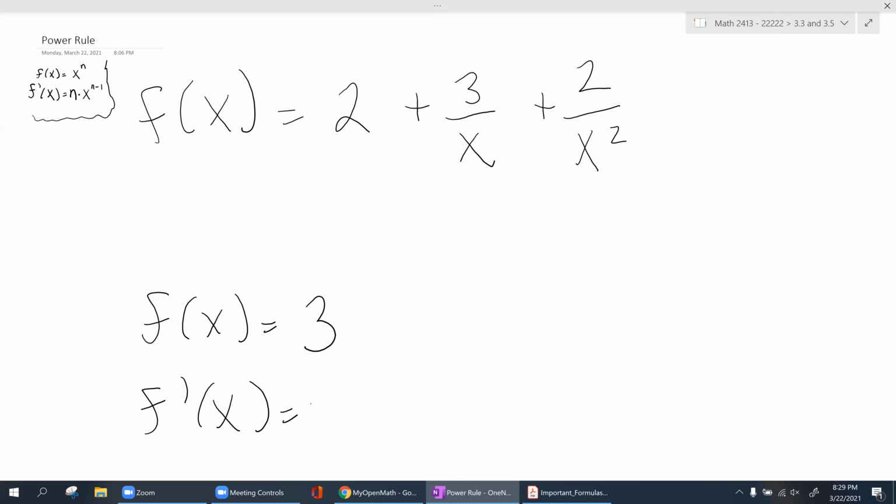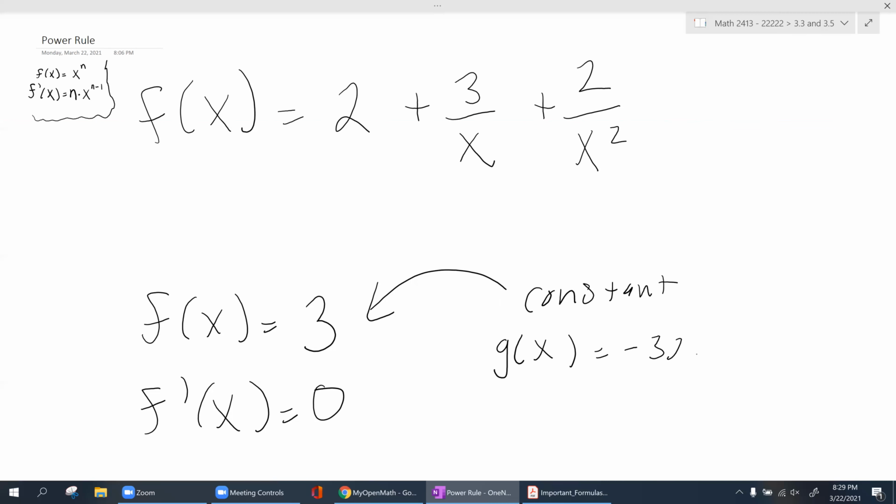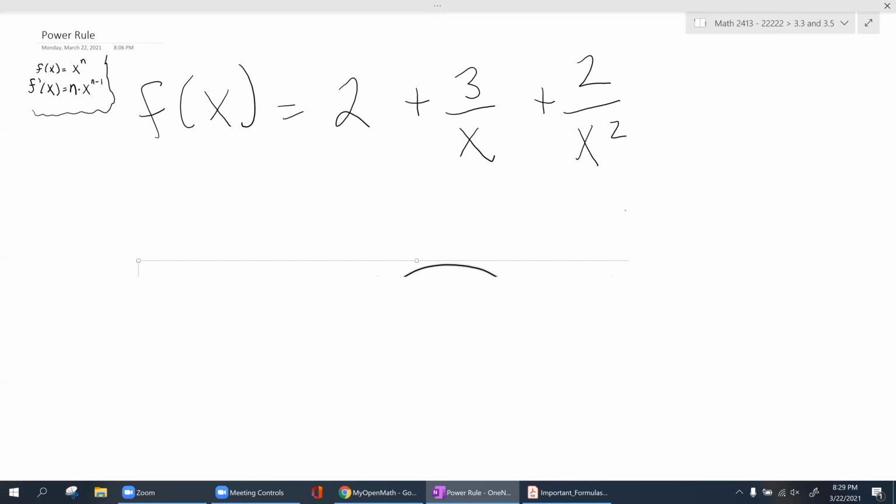Okay, I need us to remember that. The derivative of a constant, and this here is my constant, is always 0. Let's just say I gave you another function, and this was -32. It doesn't matter, it's still a constant. The derivative of a constant is always 0. If you are looking for these rules, they should be in section 3.3, theorem 3.2, the constant rule, on page 247.